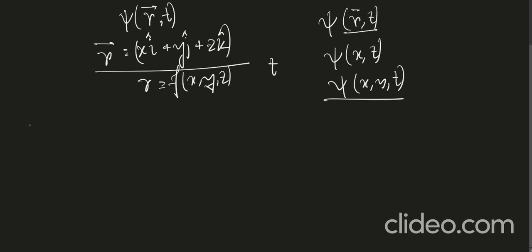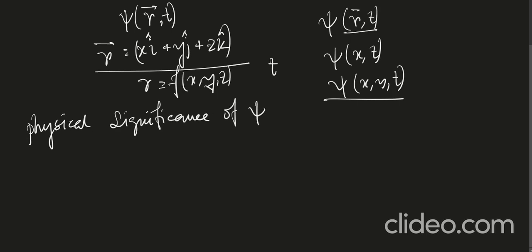Next we talk about the physical significance of this wave function psi. Okay, so next we discuss the physical significance of psi and also mod psi square. The first property is that it can interfere with itself. This property explains the phenomenon of electron diffraction.